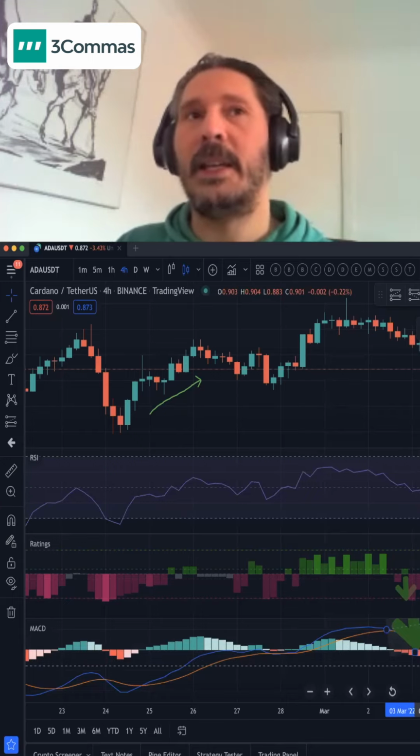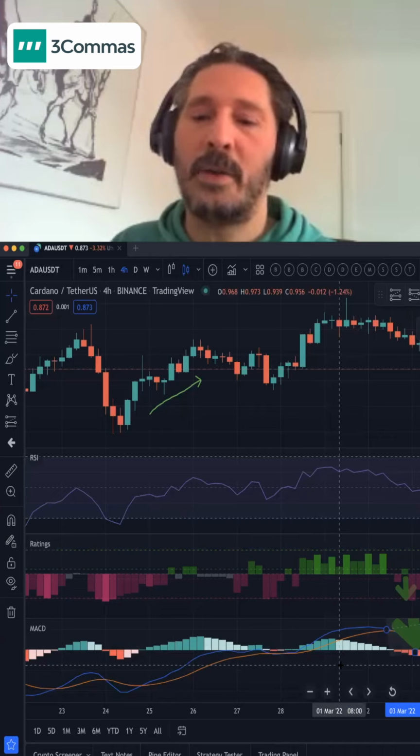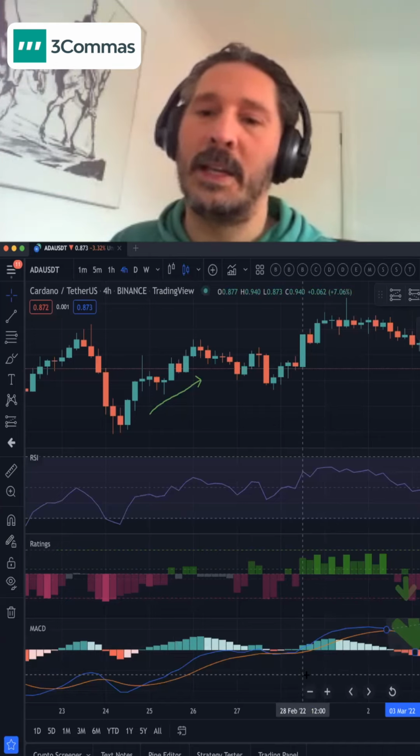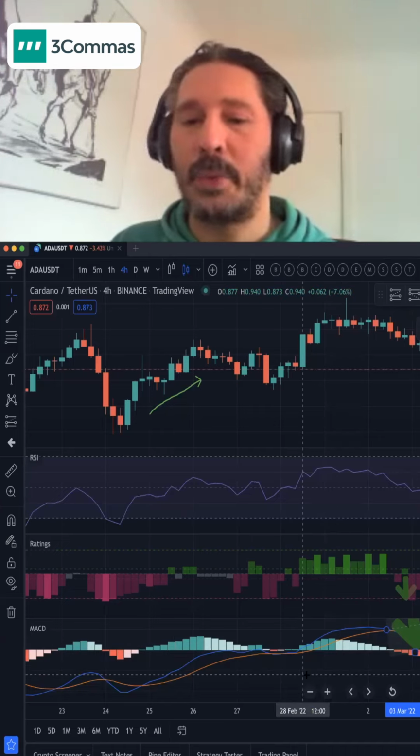When you start getting the lighter colors like the pink or the light green, that means that the momentum has eased up, and it may be time that there's at least a reversal or some sort of temporary bounce in price.